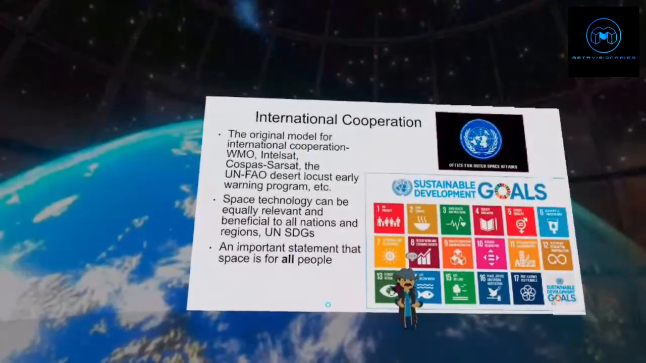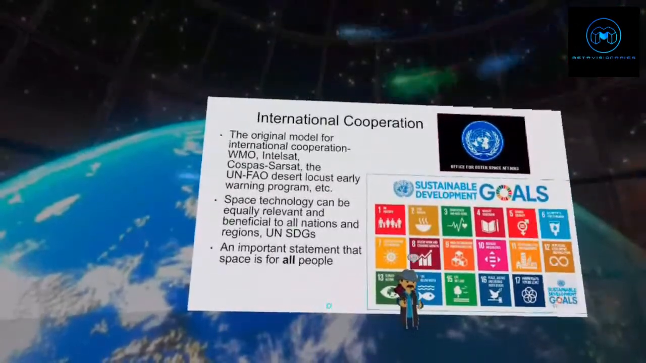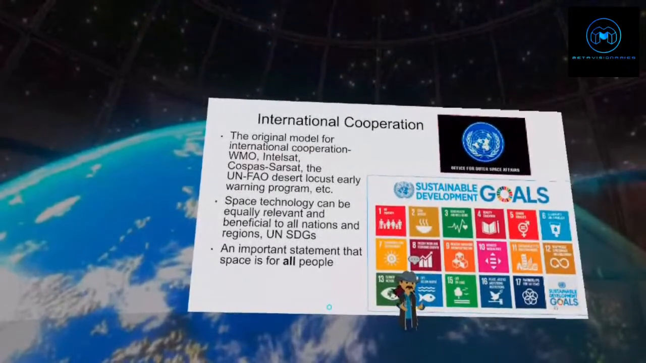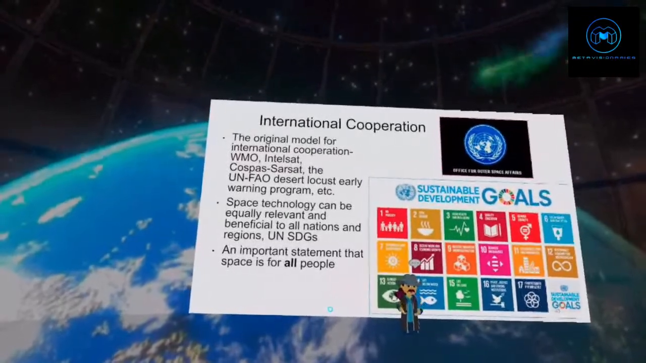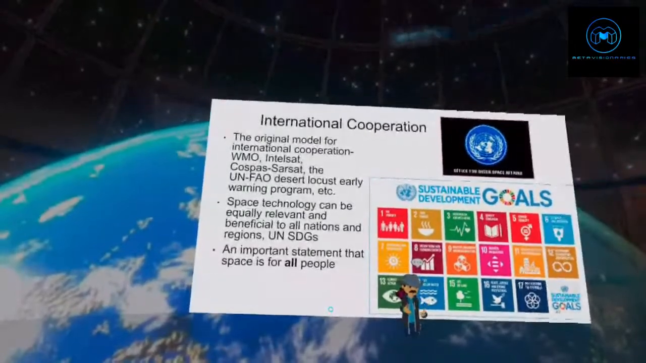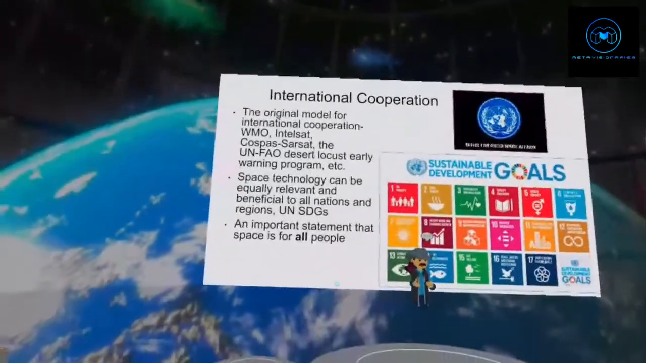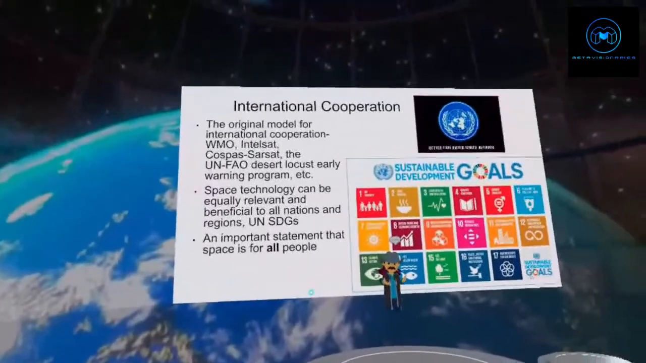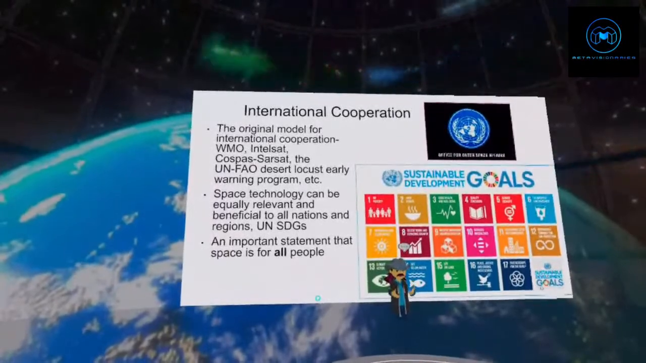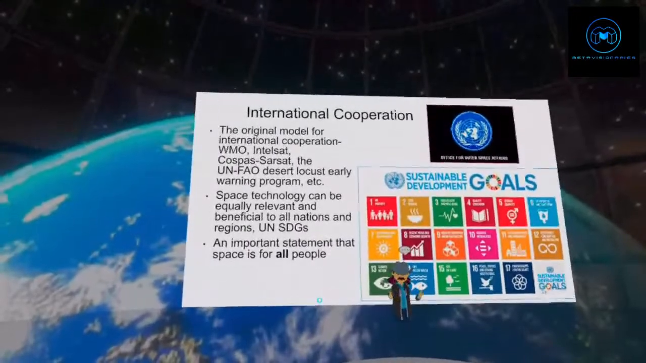So satellite applications is the original model of international cooperation in space. Even during the worst period of the Cold War, the United States and Europe and the old Soviet Union were cooperating on things like the COSPAS-SARSAT search and rescue system. It's the original model for international cooperation in space. And the important point I want to say here is that it's the applications that make space technology relevant to all the people of all of the world.